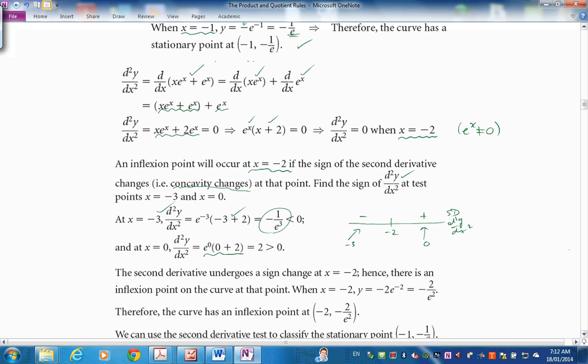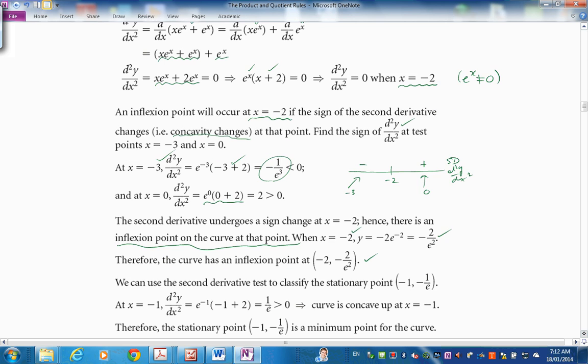So it does change sign there, and so it is a point of inflection, where it's changing concavity from concave up to concave down. We might be able to use that to tell whether it's a maximum or minimum at our other point. We'll have a look at that in a minute. But we can see there's a sign change, so there is a point of inflection here. Sub in negative 2 into the function, get negative 2 over e squared. We've got an inflection point.